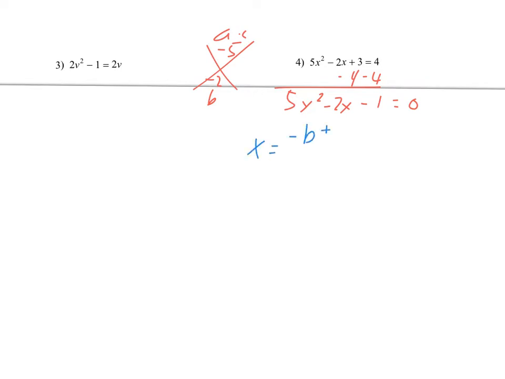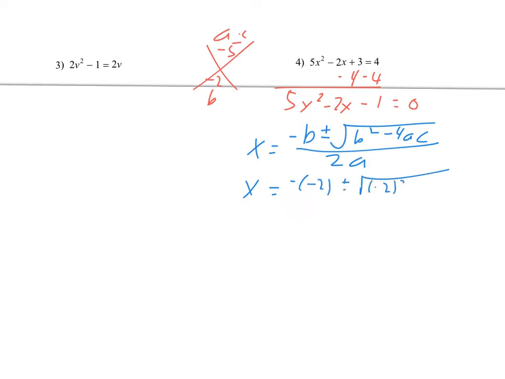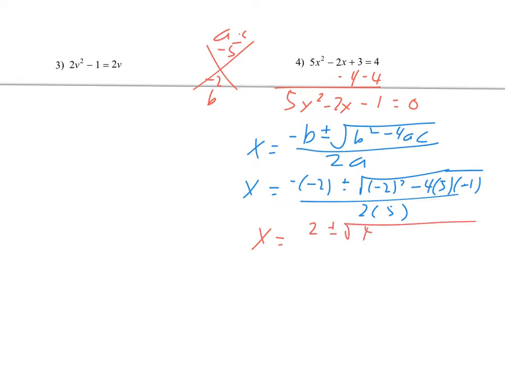So that's x equals negative b plus or minus the square root of b squared minus 4ac all over 2a. So b in this case is negative 2, so I have to say negative 2 plus or minus the square root of negative 2 squared minus 4 times 5 times negative 1, and then all over 2 times 5. So negative 2 is just positive 2. So I'm just going to simplify this, and then this will be 4, and this will be negative 20 times negative 1, so that's plus 20 all over 10.